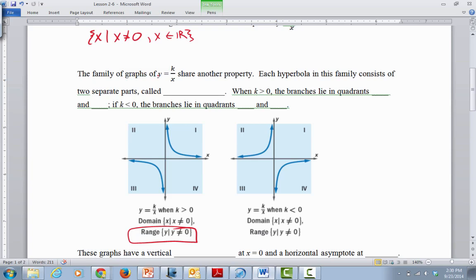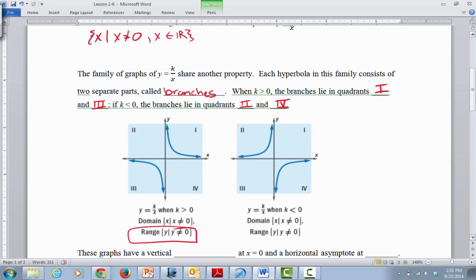So, the family of graphs of y equals k over x share another property. Each hyperbola in this family consists of two separate parts called branches. When k is greater than 0, the branches lie in which quadrants? Look at these two quadrants. Which one are they in? 1 and 3. In Roman numeral there. And if it's less than 0, which two quadrants is it in? 2 and 4.